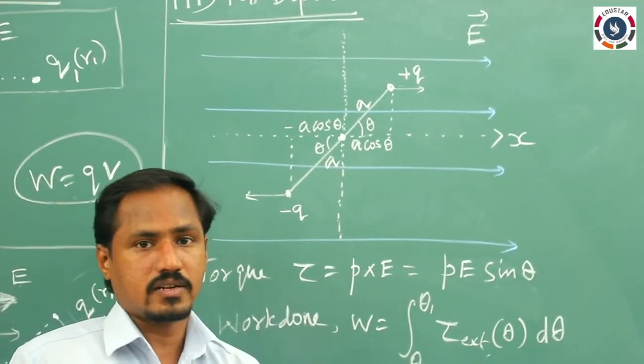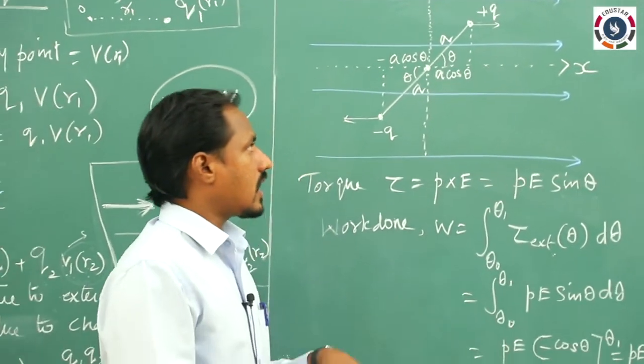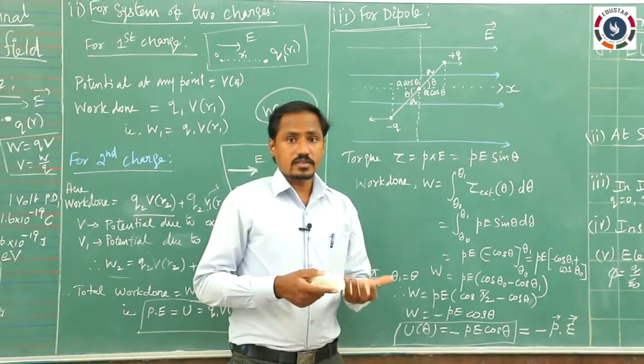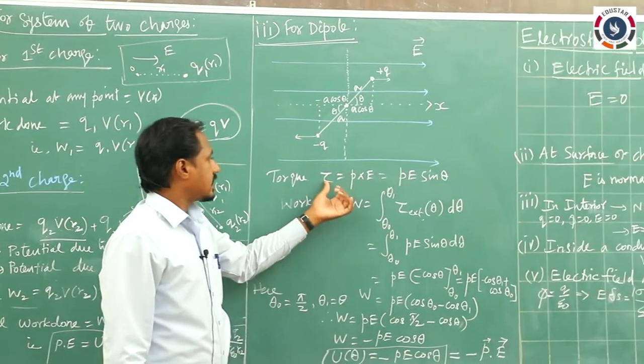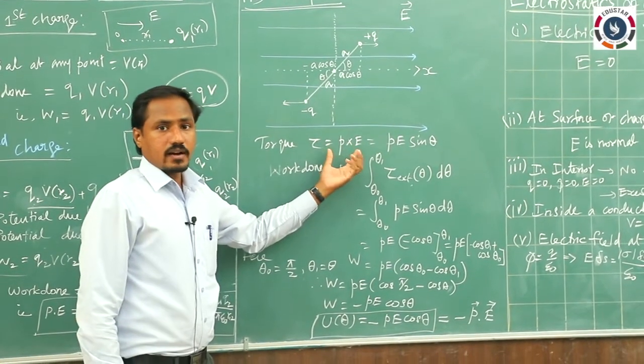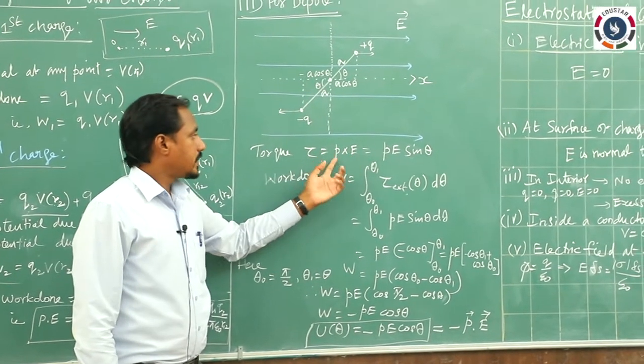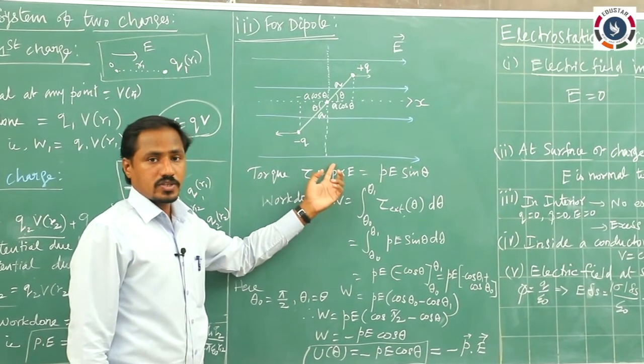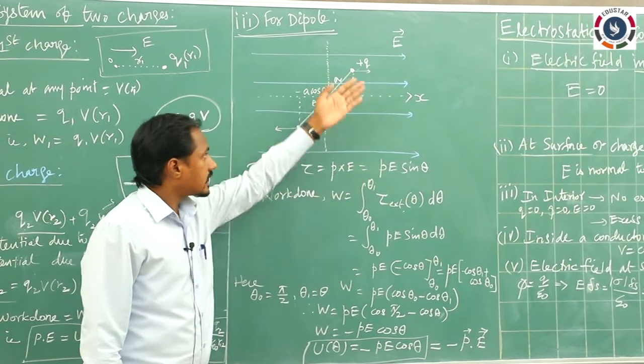So there will be a torque. If two equal and opposite forces act, that gives a torque. The torque on the dipole, tau, is equal to P times E, as already calculated in the first lesson, where P is the dipole moment whose value is q into 2a, and E is the applied electric field.